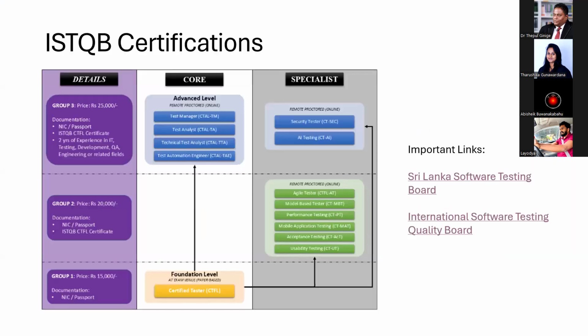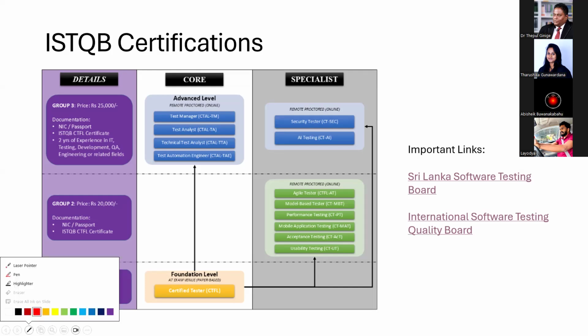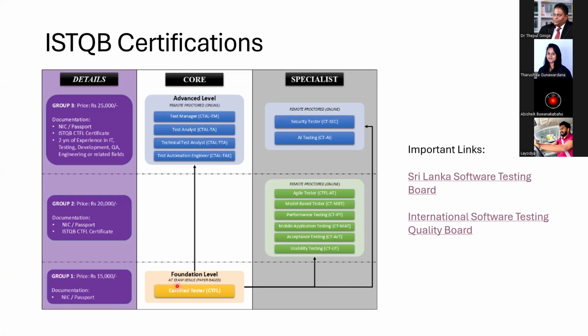Okay. Screen is visible, right? Yeah, visible. Okay. Here, once you have done the foundation level, you have two paths that you can take: either the advanced one or the specialized one. With the specialized one, you can do Agile Tester. This is not a very difficult one, but you have to study. But you can face it.